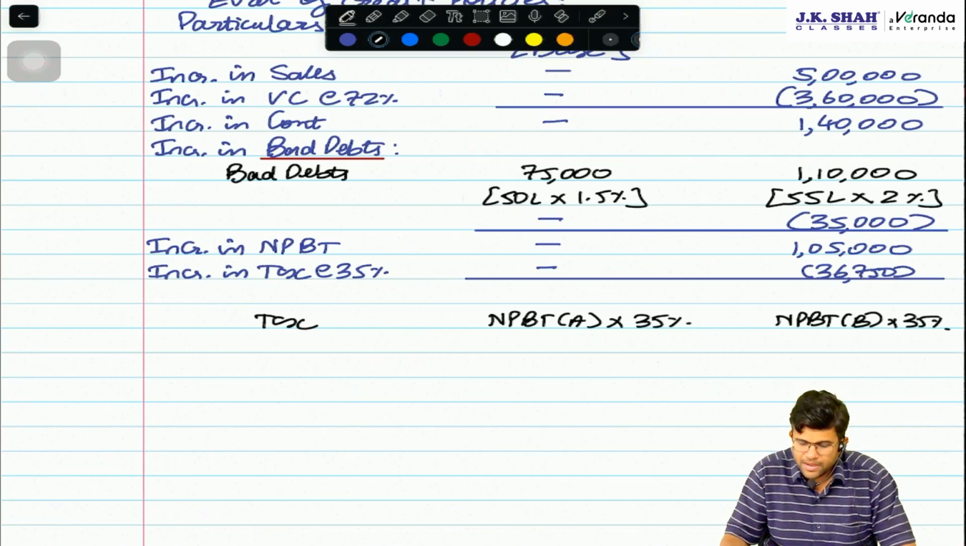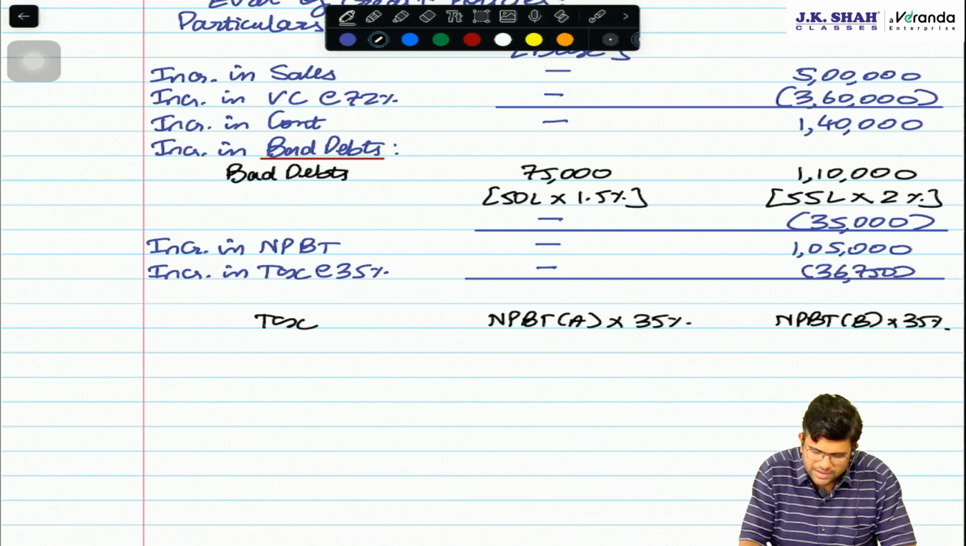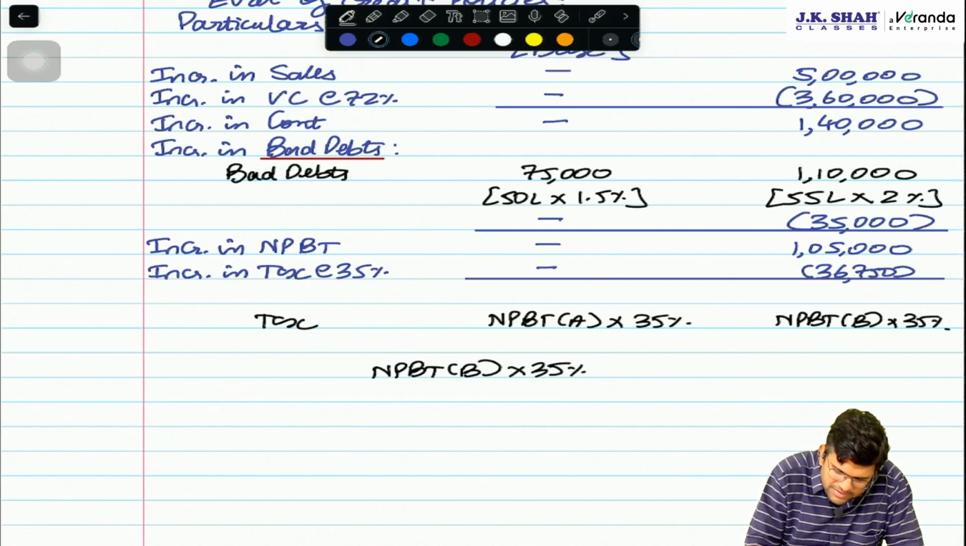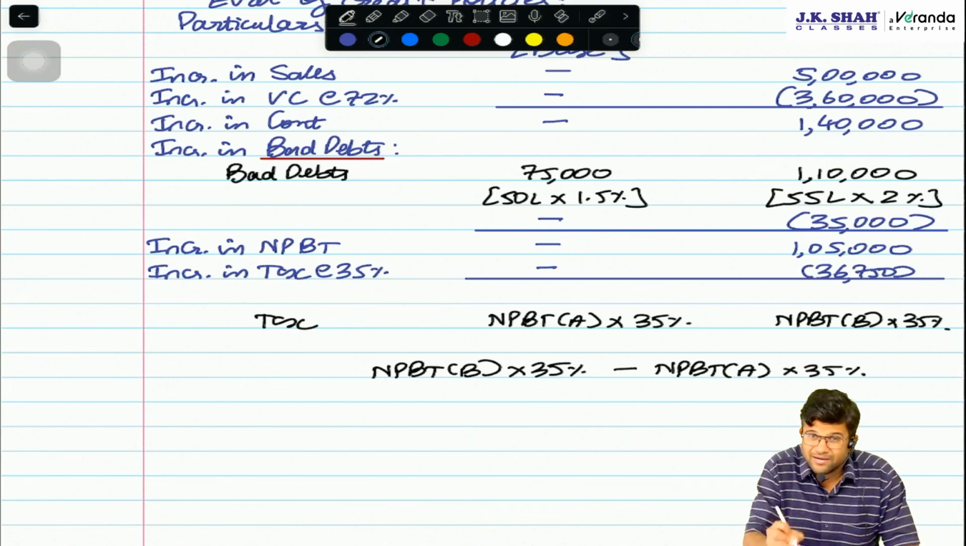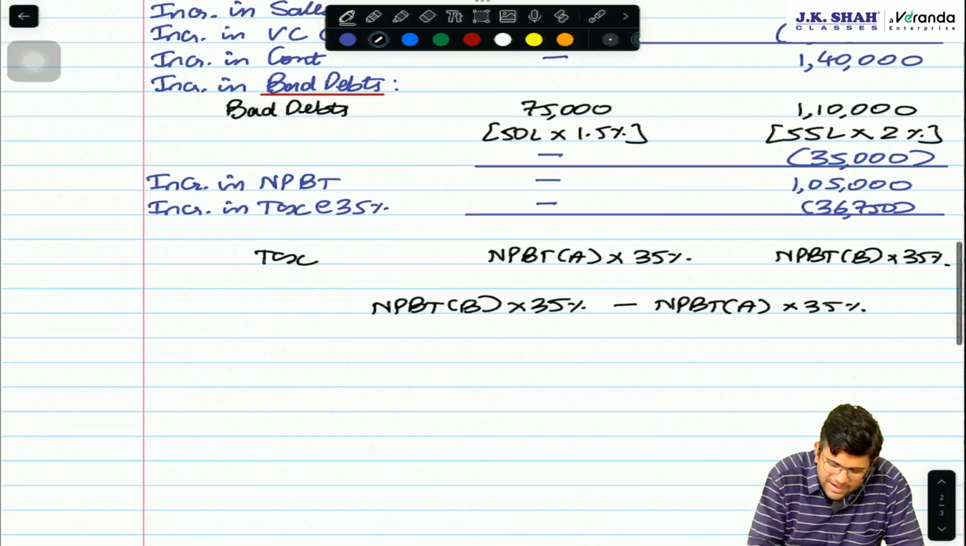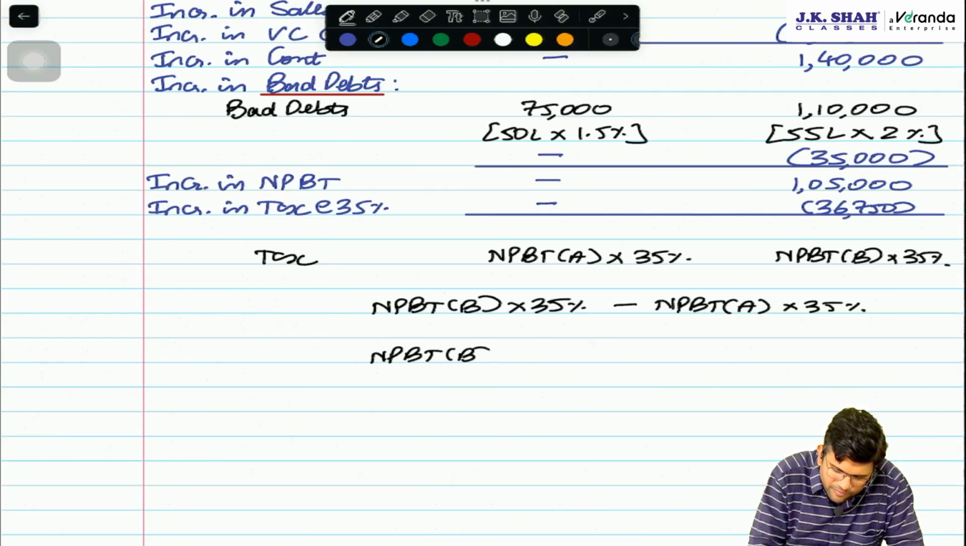Everybody agreeing till here? Students, do you understand that I want incremental tax? Incremental tax, do you realize, will be NPBT of plan B into 35% minus NPBT of plan A into 35%. Agreeing? Now can I say here, because 35% is common, that I can take 35% common outside and do NPBT of B minus NPBT of A, the whole into 35%.